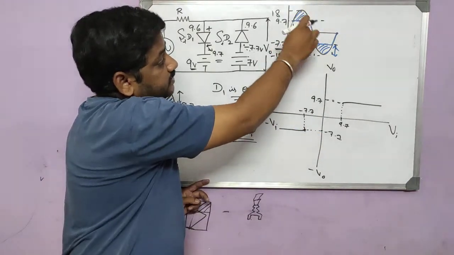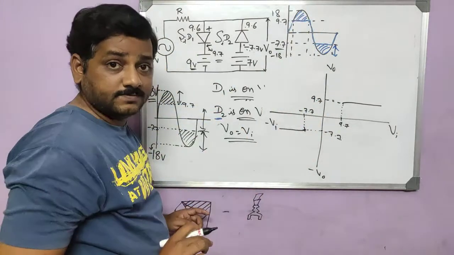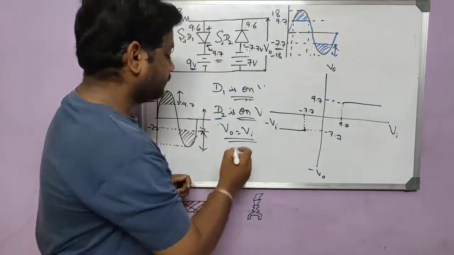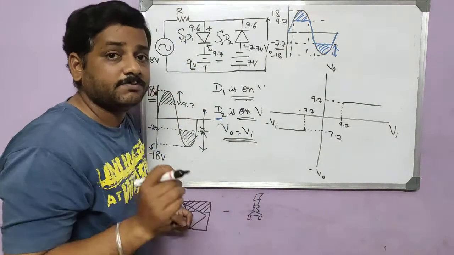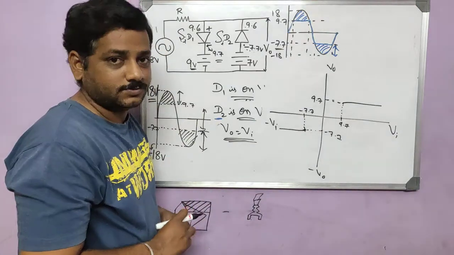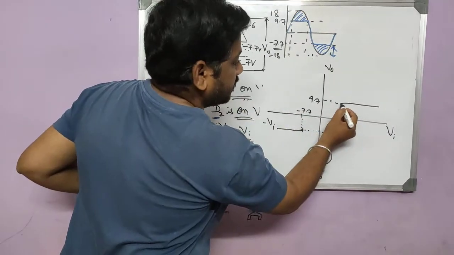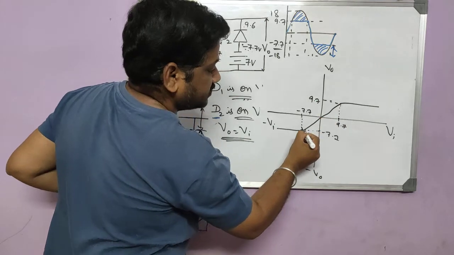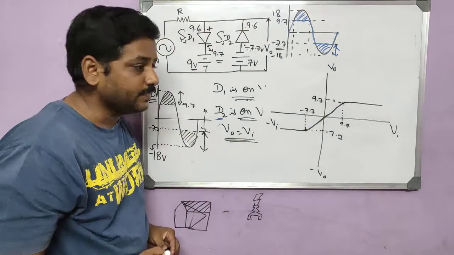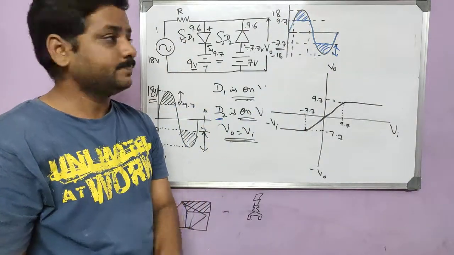In between 9.7 and minus 7.7, output is following the input, which means the slope will be 1. That part I have already explained, how to draw the transfer characteristics, in my previous videos. You can check it out over there. So we get a slope of 1 and we can join it like this. It's a straight line crossing the origin. So this is the transfer characteristic of this particular circuit.